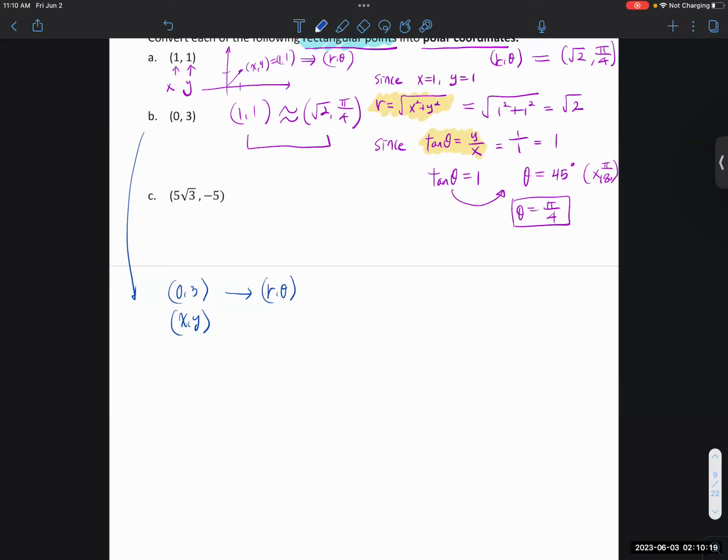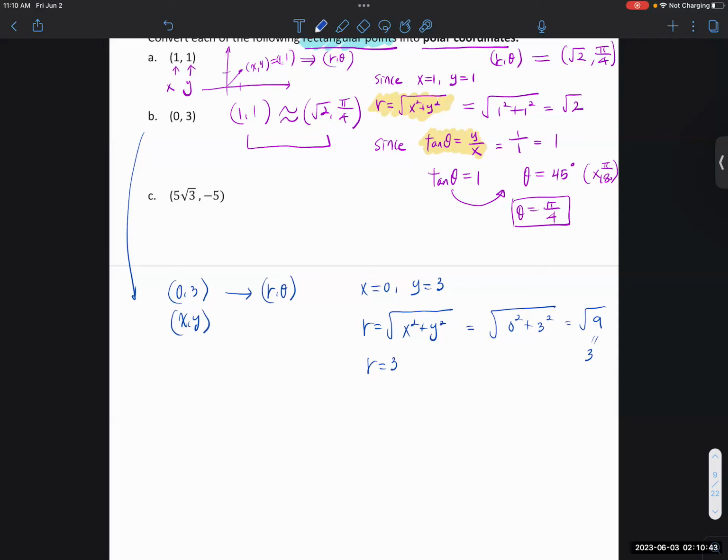Since we know x equals 0 and y equals 3, we can find r, the radical of x squared plus y squared. So 0 squared plus 3 squared is radical 9, which is going to be 3. So r is 3. We just found that. Can we find the angle?